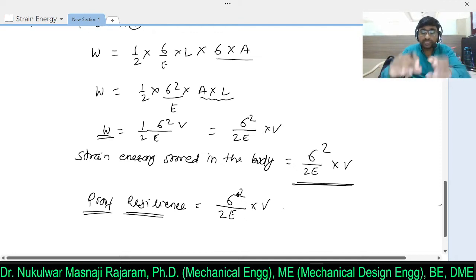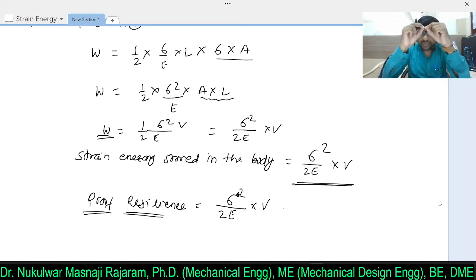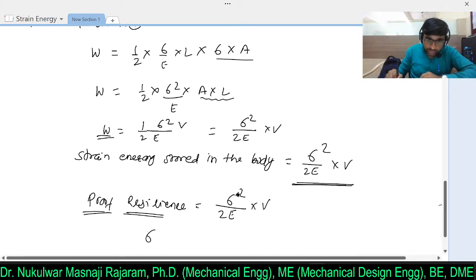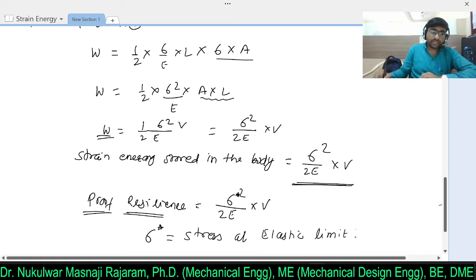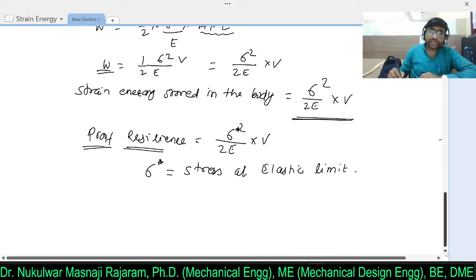Only the change will be related to the sigma. That is stress at or up to the elastic point. Clear? So I can write this sigma star, that will be equal to stress at elastic limit. Simple. So this is what is proof resilience.